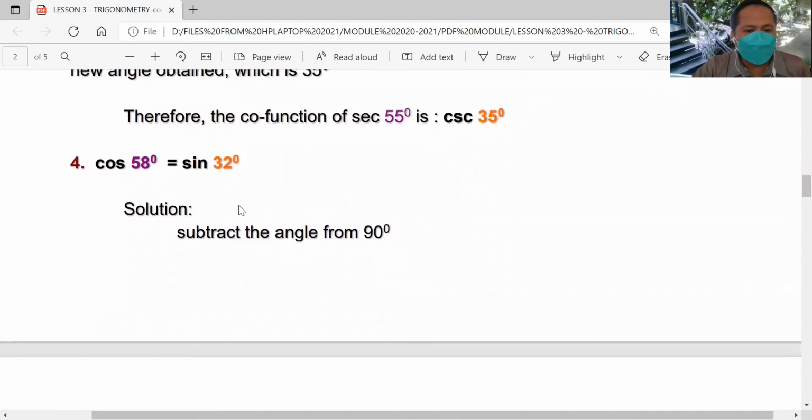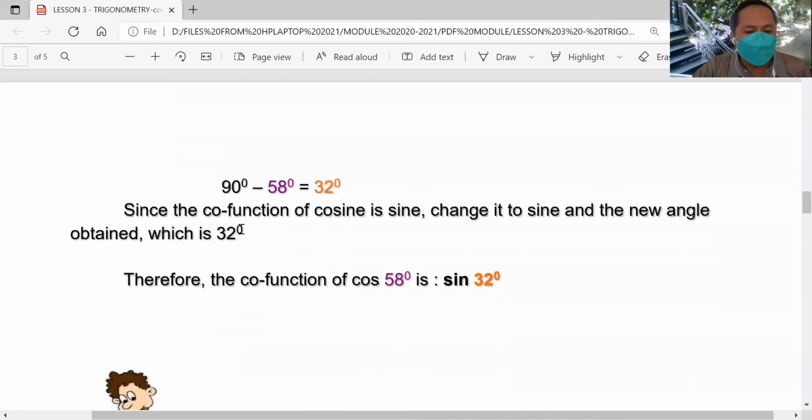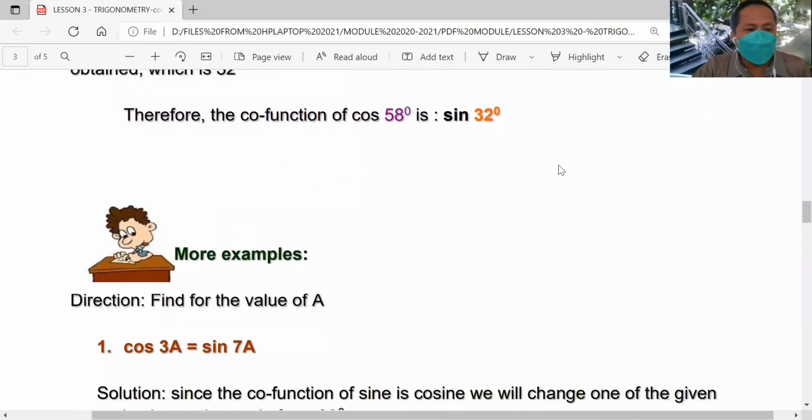For number 4, I guess this is just the same process as the previous examples. I know you can follow this one. So we have here more examples in finding the value of A. A here is the angle.